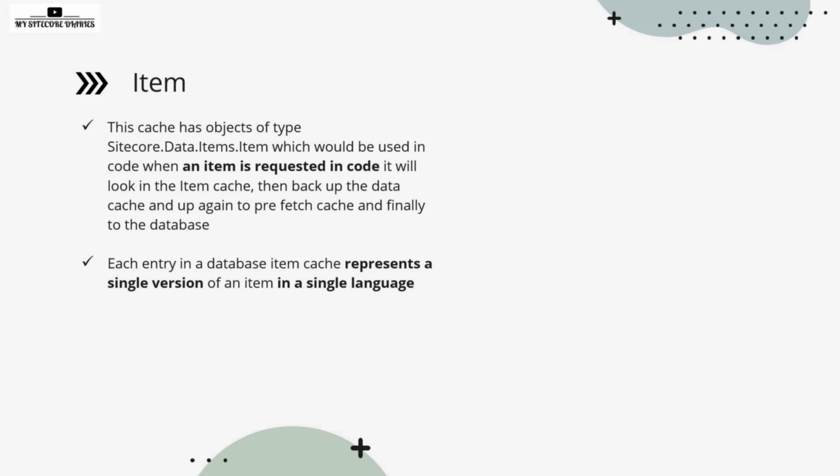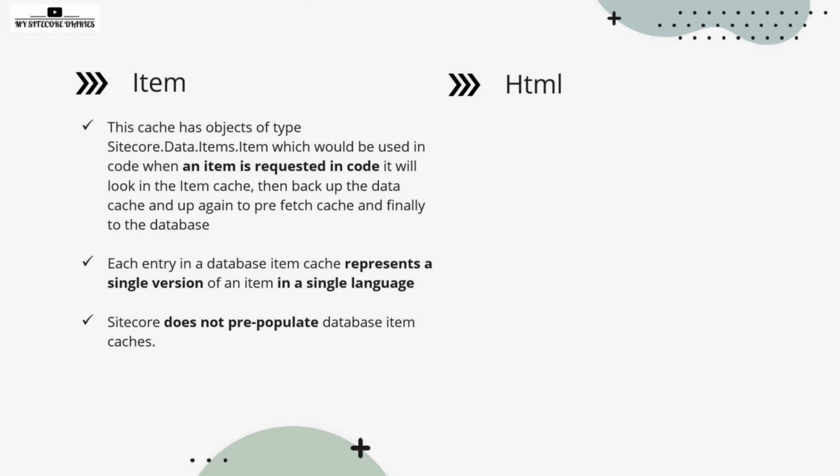Each entry in the database item cache represents a single version of an item in a single language. So in this item cache, you will have a single version of an item in a single language. If you have 10 languages and 10 versions, accordingly you will have that many entries in the item cache. It will be heavy if you are using a lot of items in the item cache. Sitecore does not pre-populate database item caches.